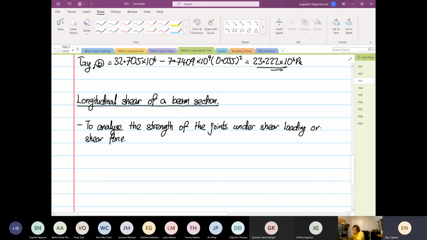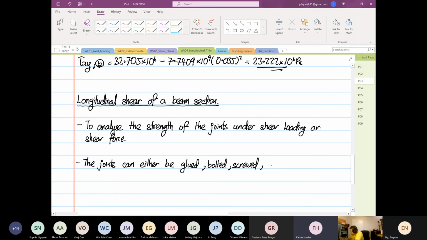So the joints can either be glued, bolted, screwed, nailed, name it, we do it. Are we going to analyze welded joints as well? No, we're not doing welded. Welded joints, for those of you doing manufacturing, are under machine tool design. But again, come back to here, same principle.